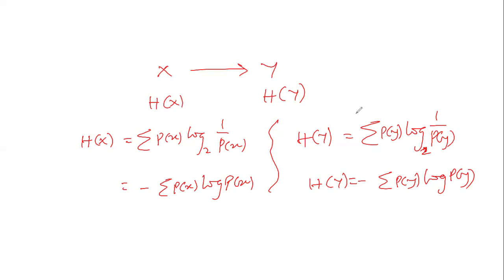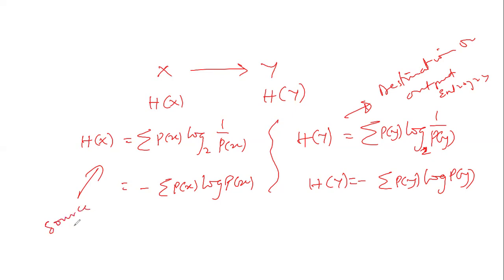So this is the destination or output entropy, and this is the source or input entropy. Is that clear, please? Yes, sir.